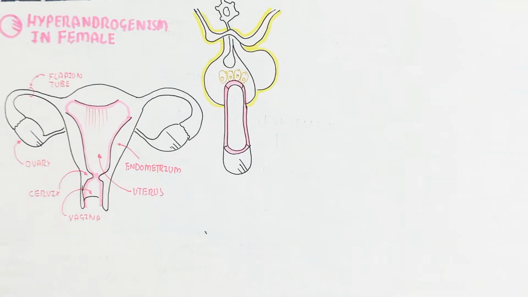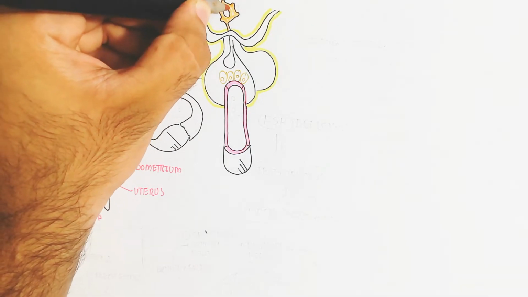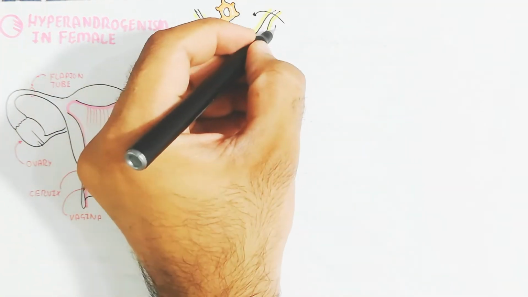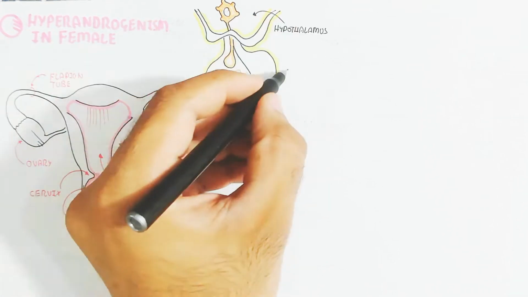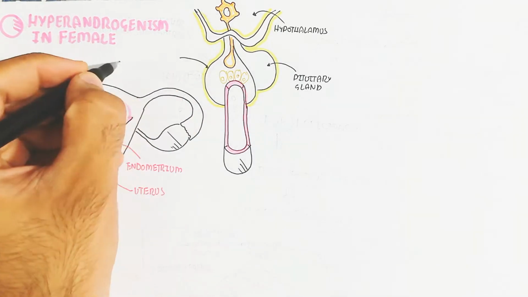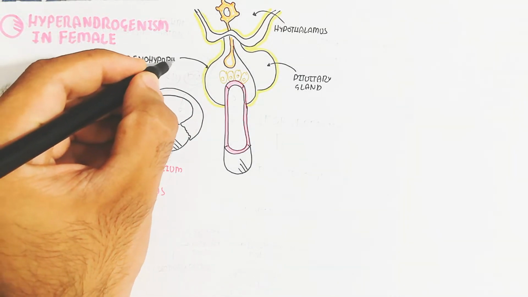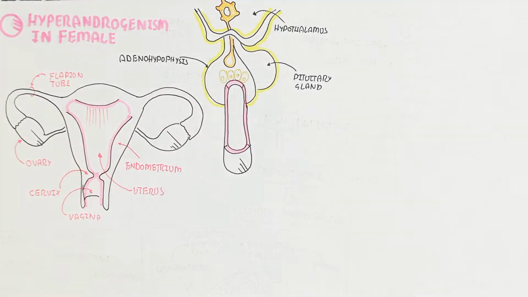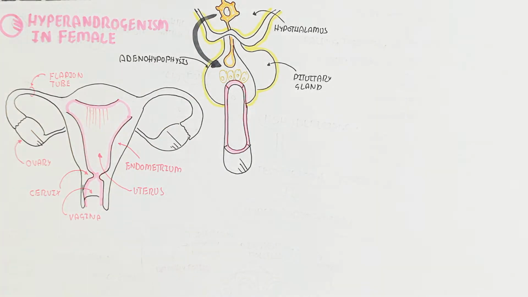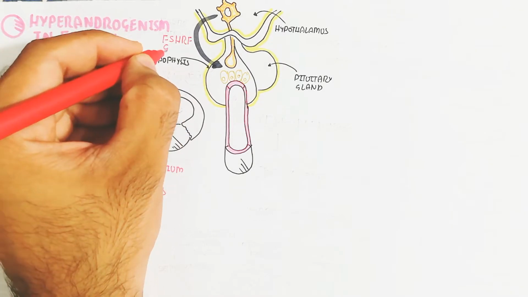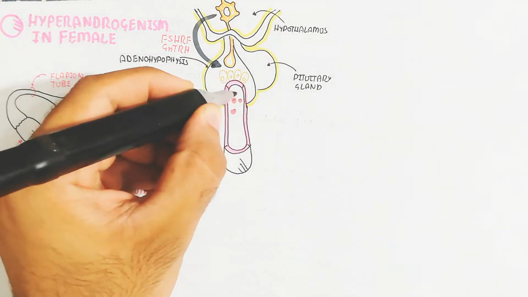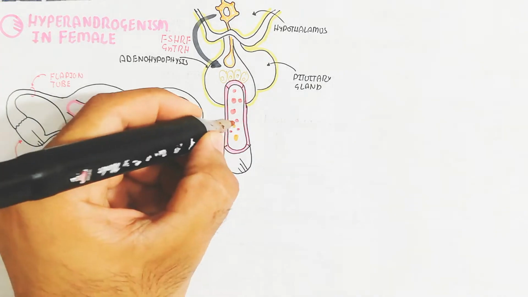So here is the hypothalamus, which contains neurosecretory cells, which secrete the gonadotropin releasing hormone. This gonadotropin releasing hormone will stimulate the adenohypophysis of the pituitary gland, which will release the luteinizing hormone and follicle stimulating hormone. So remember, the follicle stimulating hormone is released first.